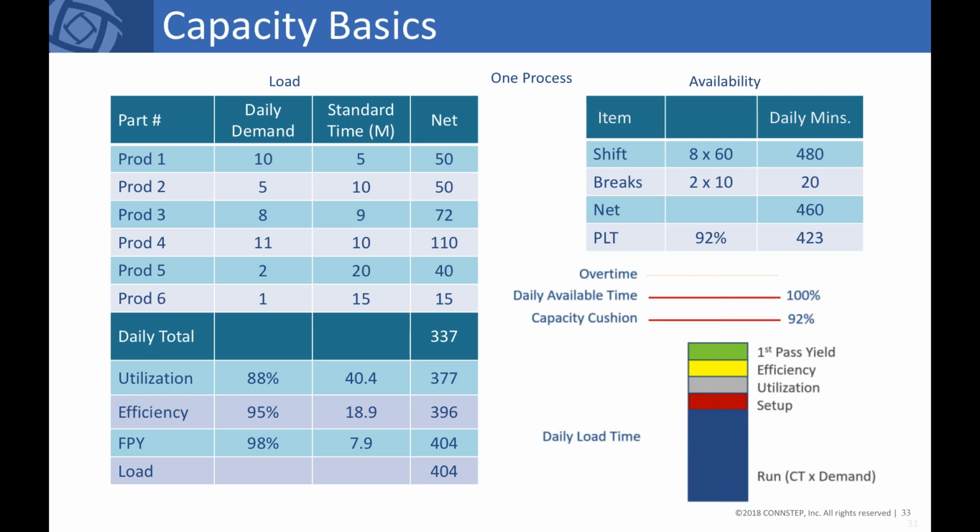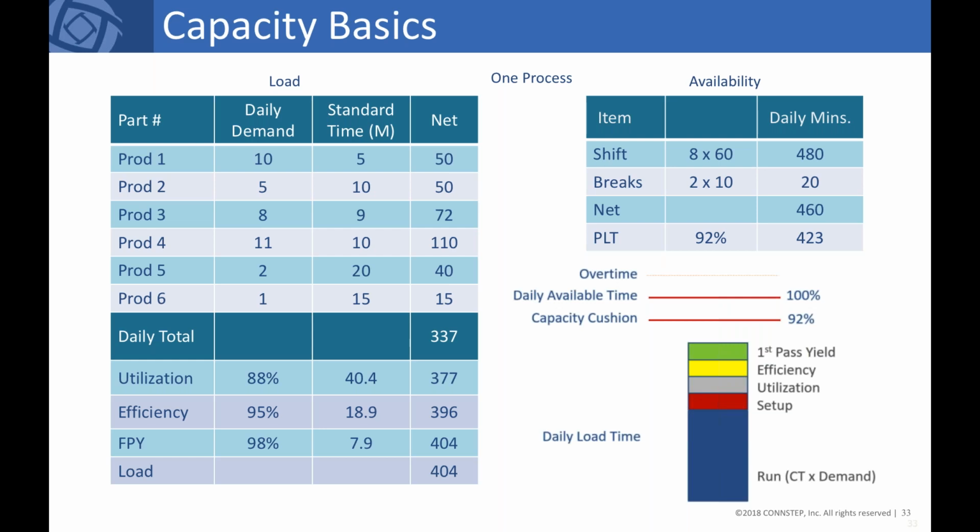But it's not a perfect world, so we use 12% utilization, or 80. The complement of that, 88% utilization. Efficiency of 95% and first pass yield of 98. So they add respectively 40 minutes, 20 minutes, and 8 minutes for a total load for the day of 404 minutes.